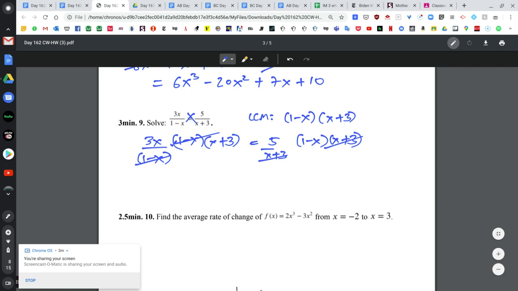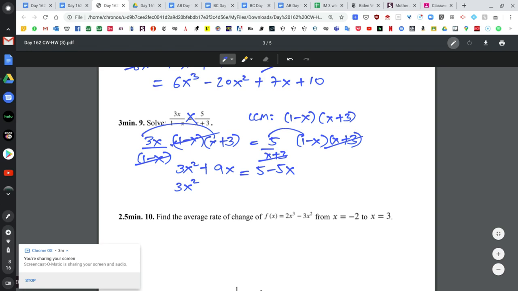It's the same process if you were to distribute, cross multiply. It'll give you the same answer. Now I'm just going to FOIL or distribute the left and the right, okay? So 3x times x is 3x squared, and then 3x times 3 is 9x, equals 5 times 1, which is 5, 5 times negative x, which is negative 5x. Let's get all terms to one side. See if you can finish the problem yourselves.